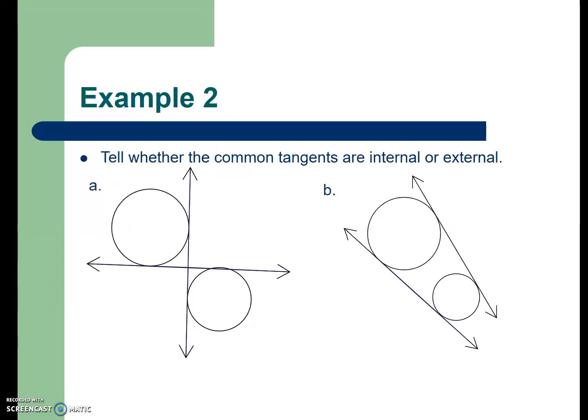So here's an example here. We've got to determine if they're internal or external. Hopefully you were able to pick up on that terminology. We're going between our two circles. So those guys are obviously our internal, and these are on the outside. Okay, so those are our external.